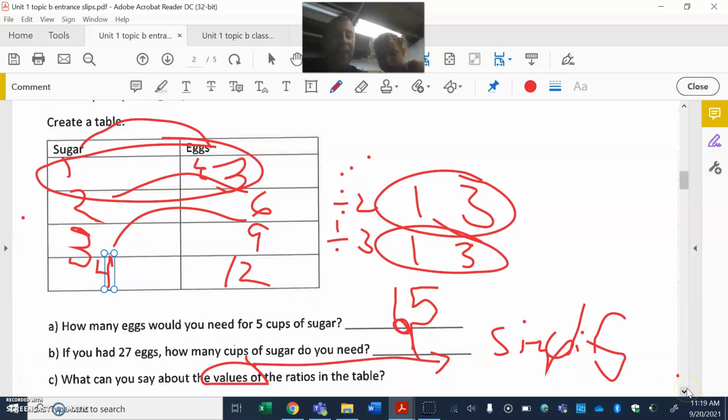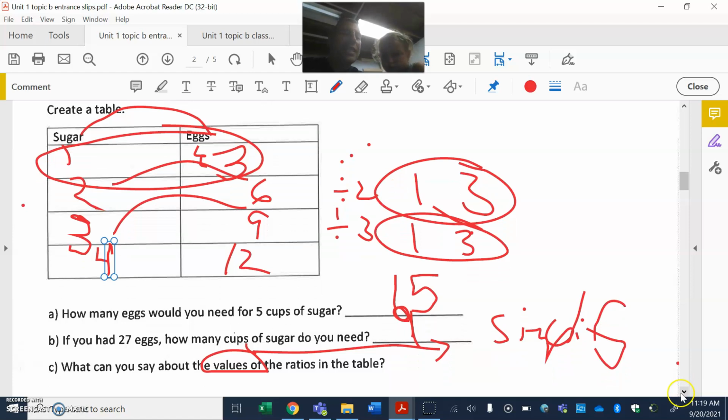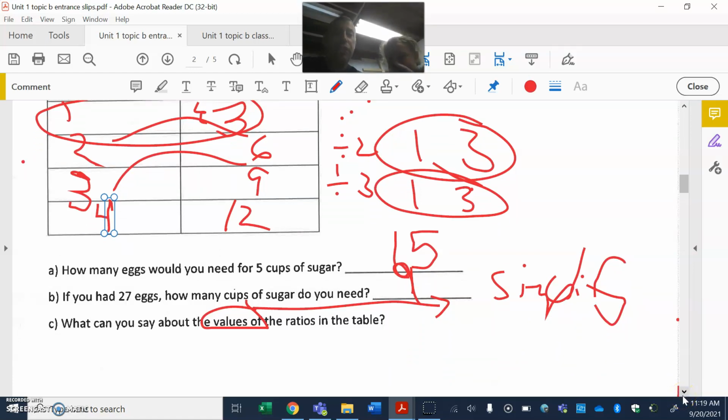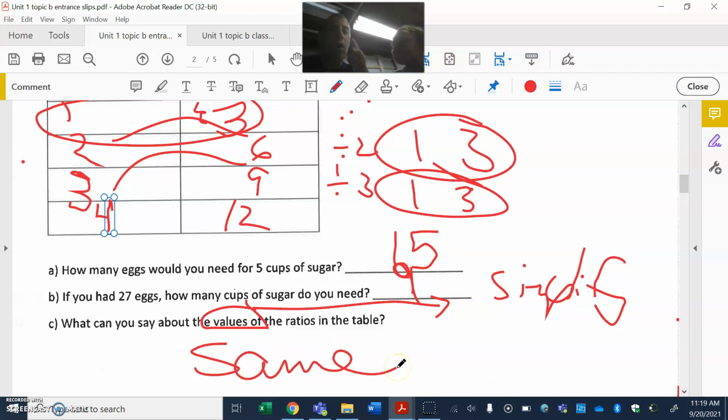What can you say about the values? In other words, what happens when you simplify all your ratios? Remember, value, what happens when you simplify all your ratios? They're all the same. They're all going to be the same.